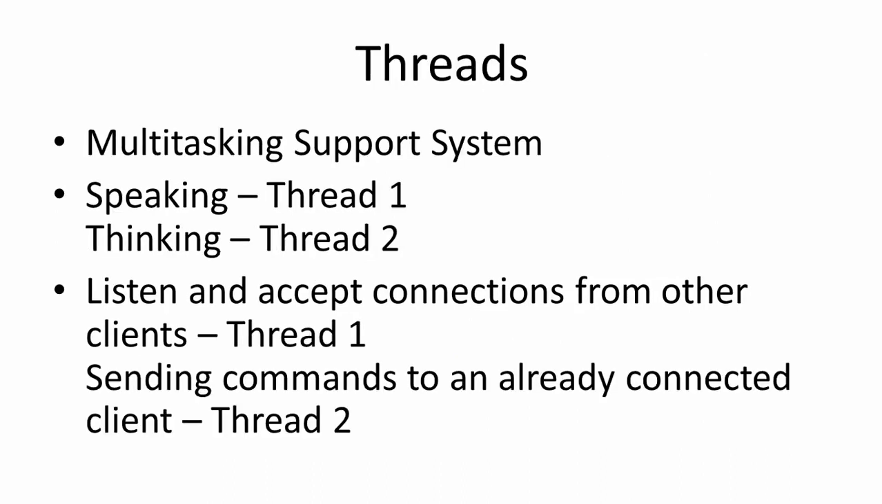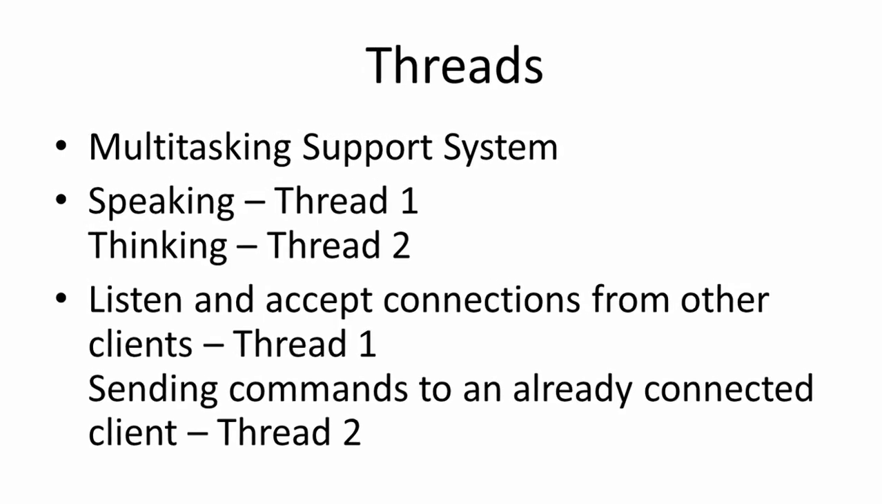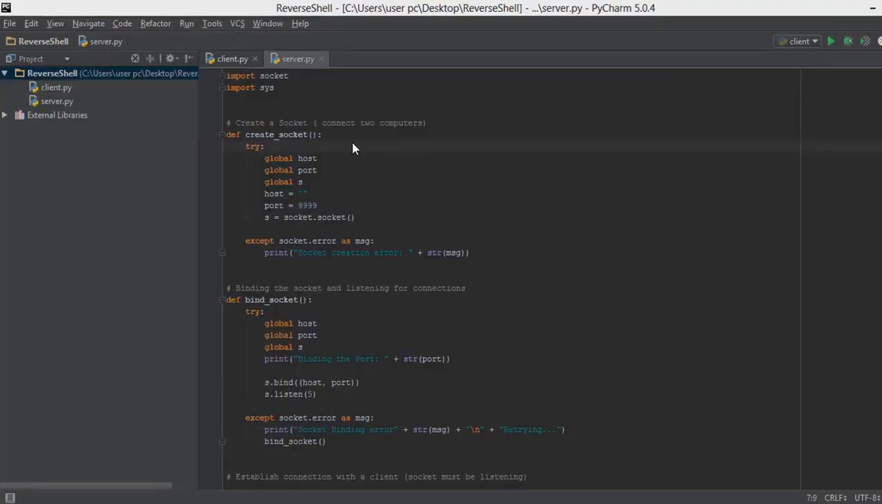You can think of threads as a multitasking support system. For example, I'm talking to you right now and thinking at the same time. So one of my threads is handling my speaking abilities and the other thread is handling my thinking. In the same way, the first thread is going to listen and accept connections from other clients, and the second thread is going to handle the connection with an already connected client and send commands to that client, and that client can obviously be a victim or your friend. Now, if you have any confusions about what we talked about, don't worry about it too much, because now we are going to be coding our actual server.py program and things are going to become more clear.